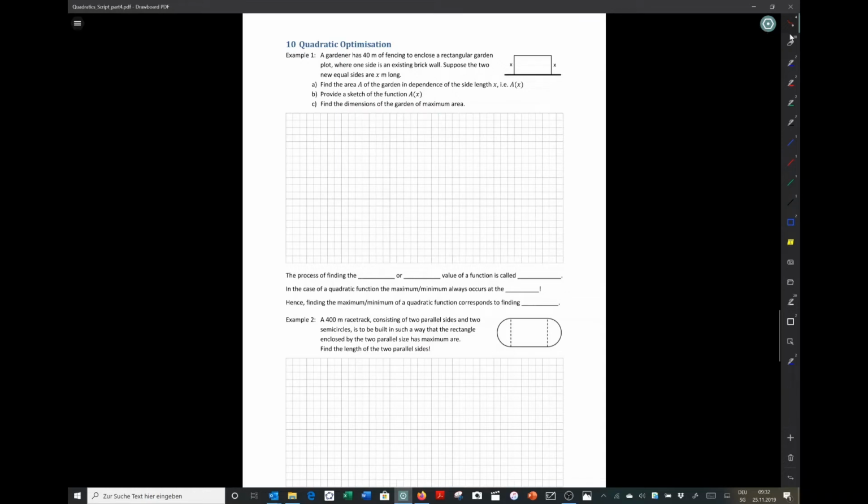In this section, we'll look at the task of optimization, and since we are in the topic of quadratics, we'll look specifically at the task of quadratic optimization. The simplest way to understand what it is about is to look at an example.